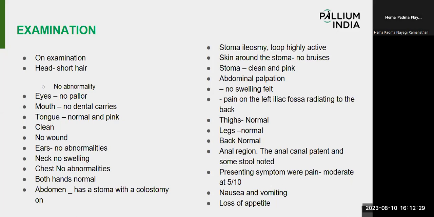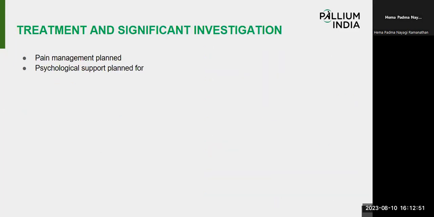Pain was there in the left iliac fossa, radiating to the back. Thighs, legs, and back are normal; the anal region is patent. Some stool was noted. Present symptoms: pain moderate, numeric rating scale 5 on 10. Nausea and vomiting were complaints. Loss of appetite was there. Treatment and significant investigation: pain management was planned, and psychological support was also planned.